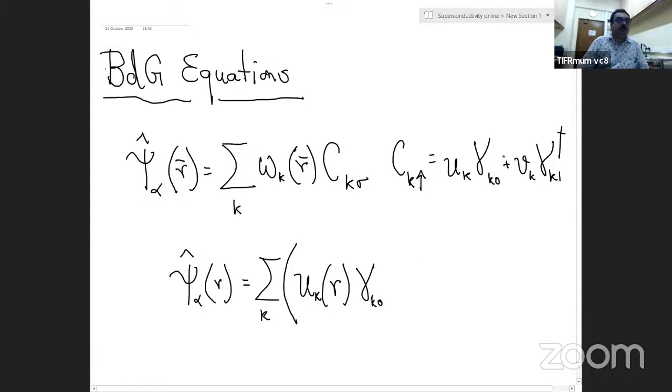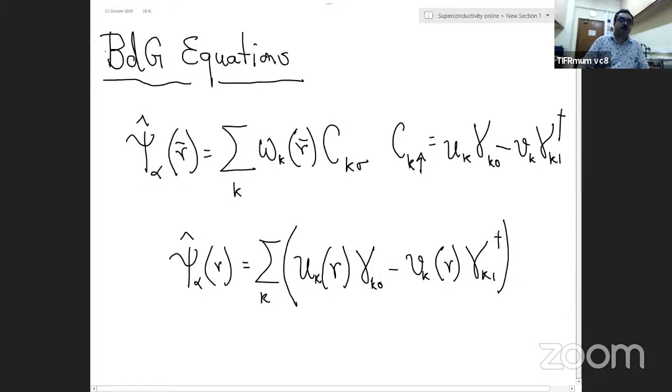I think this should not be plus, this should be minus. Minus v_k(R) gamma_k1 dagger. Good. So I am absorbing the R dependence in u(R) and v(R). This is what I write now for the up spin.